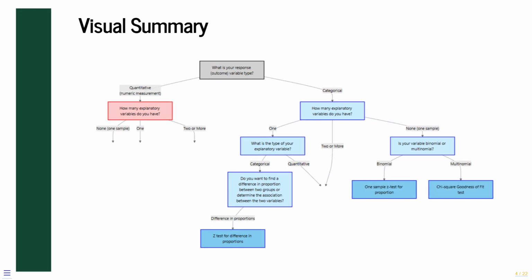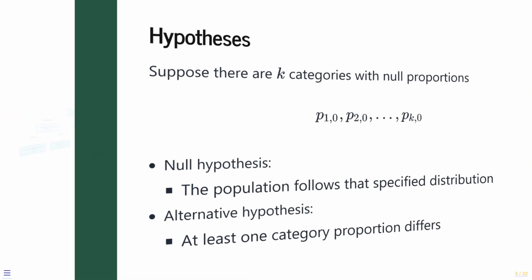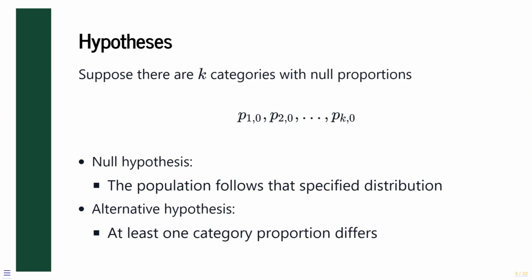This image summarizes the overall idea of a goodness of fit test. Suppose there are k categories with null proportions p sub 1,0 through p sub k,0. The null hypothesis says the population follows that specified distribution, and the alternative says that at least one category proportion differs.